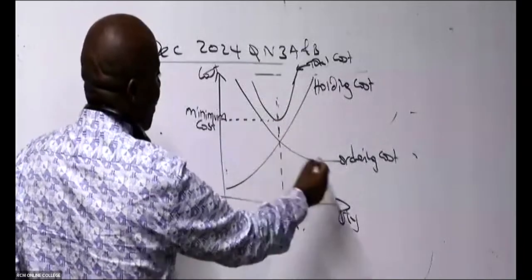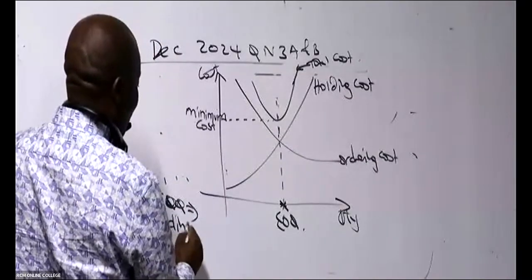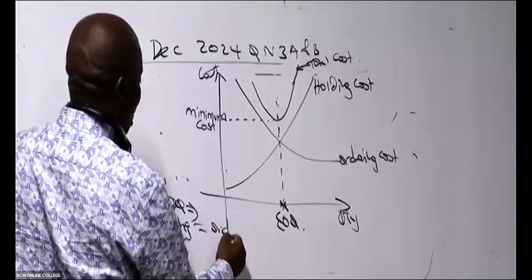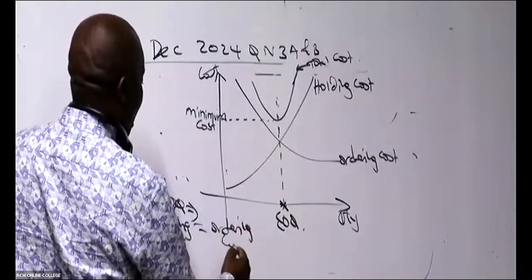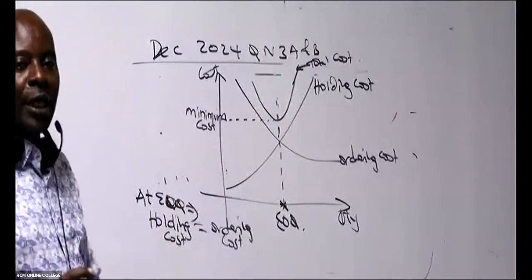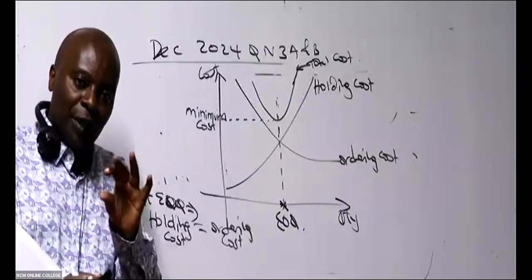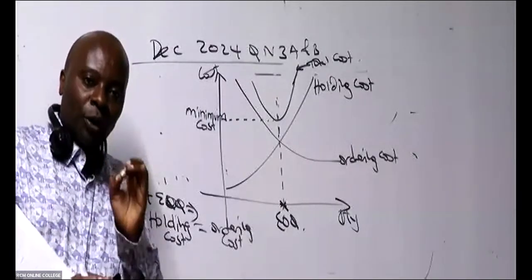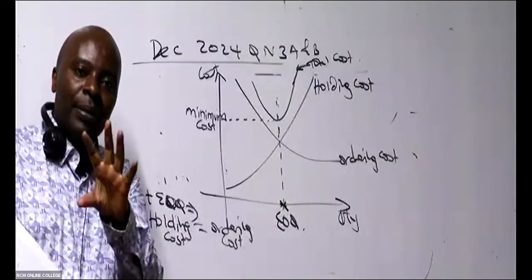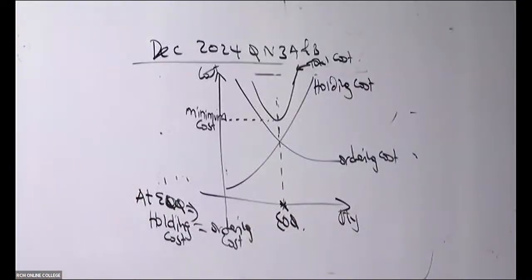holding cost should be equal to ordering cost. Always. Holding cost shall be equal to ordering cost. That is why we were getting holding cost of 3,999 because of rounding off errors. That would be 4,000, and also ordering cost was 4,000. The two shall always be the same at EOQ.